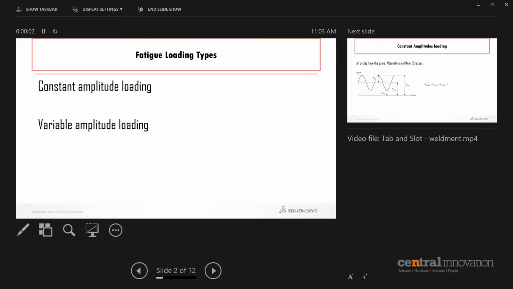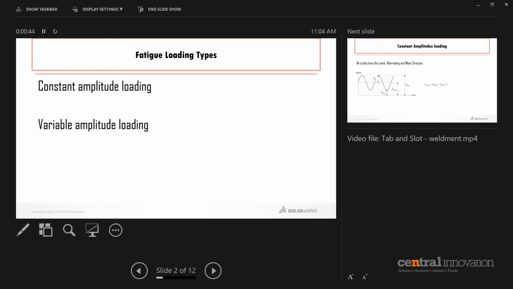When we talk about fatigue, we have to know that we have two different loading types in a fatigue analysis: constant amplitude loading and variable amplitude loading. What's the difference? In a constant amplitude loading, your load is steady. You can apply the load in a few different ways. The most common ways are that you can apply the load on and off, like apply the load, let go, apply the load, let go. Or you can pull and push the component. We're going to talk about that shortly.